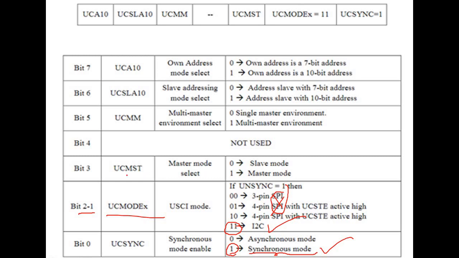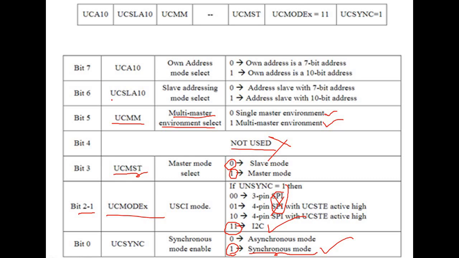The next bit is UCMST, master mode selection. With the help of this bit, you can select either slave mode or master mode. That is, whether your device is slave or master. Bit 3 is not used, and coming to bit 5, that is UCMM. This bit is used for multi-master environment selection, whether you are using a single master environment or a multi-master environment, that is, whether multiple masters are connected on the bus or a single master is connected on the bus.